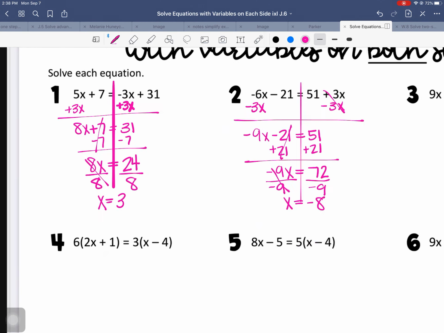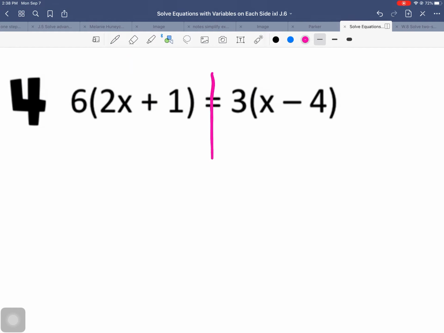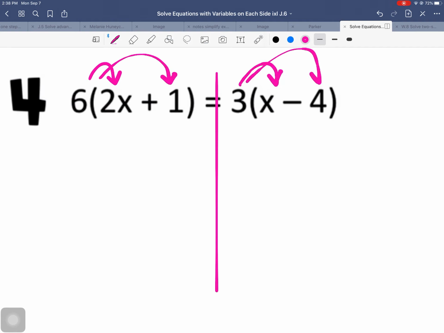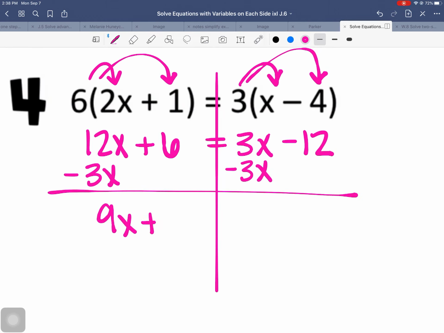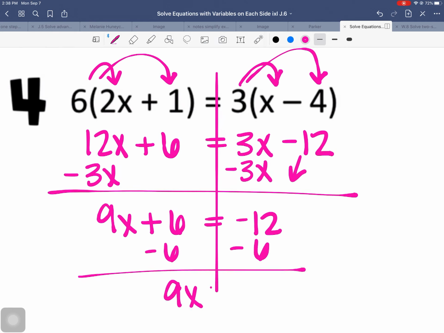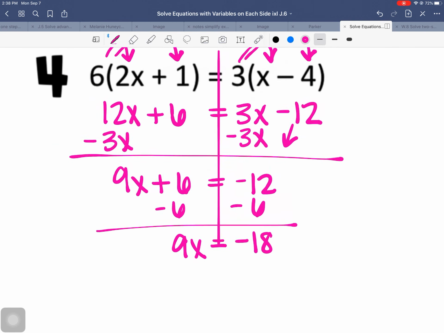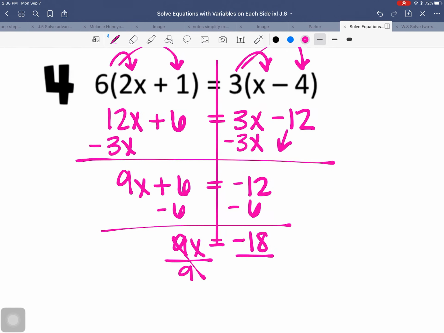All right, I'm going to skip down to number 4. We do need to distribute here. So before we do anything else, we're going to distribute our 6 and our 3. So we're going to have 12x plus 6 equals 3x minus 12. I want to take my variables to the same side. So I have 9x plus 6 is equal to negative 12. Be careful when you bring down this 12 that you bring the negative with it. Subtract 6. 9x is equal to negative 18. Divide both sides by 9. X equals negative 2.